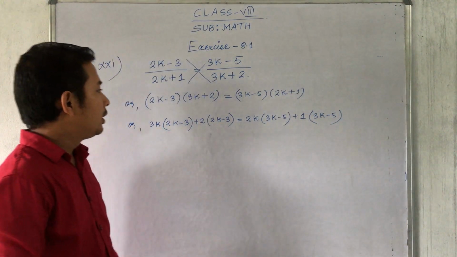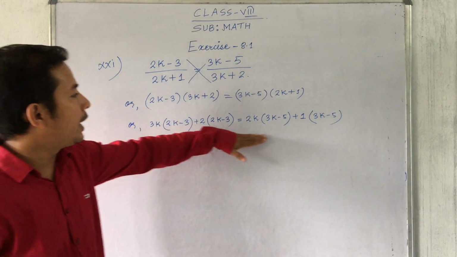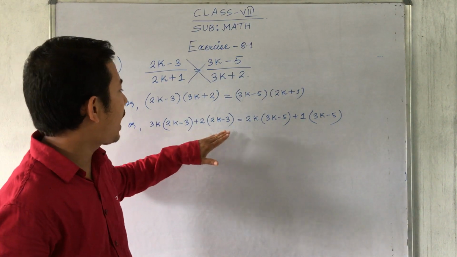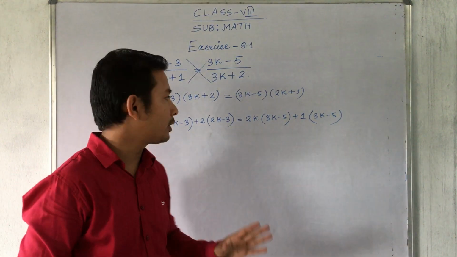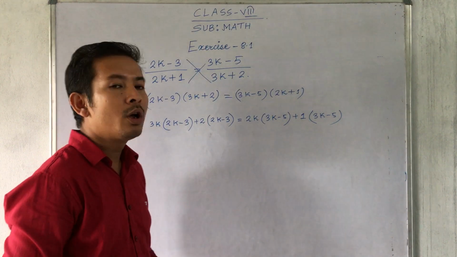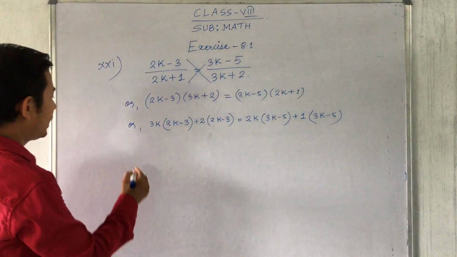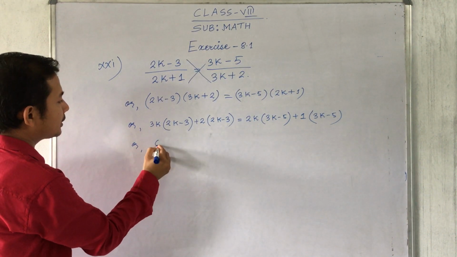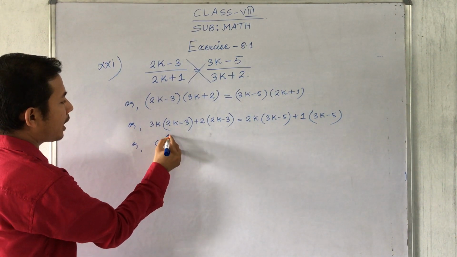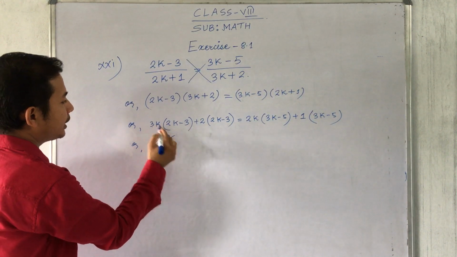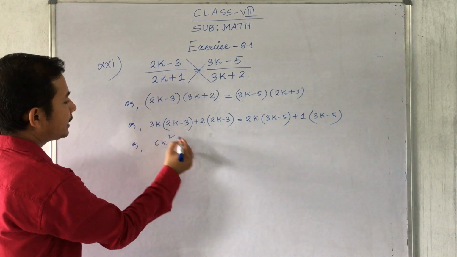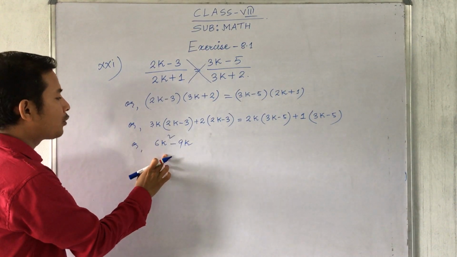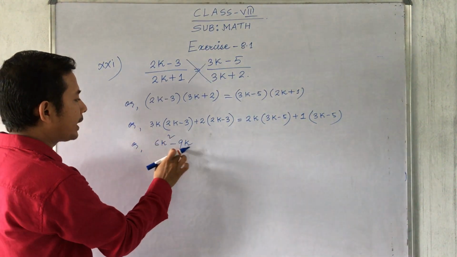Understood? Okay. So this is the way I have multiplied indirectly, but now in the second step, in the third step, we have to multiply directly. How? Look at here. So 3k and 2. 2 times 3 is 6, k and k will be k square, minus 3 times 3 is 9k. After multiplying 2k minus 3 by 3k, we have got 6k square minus 9k.